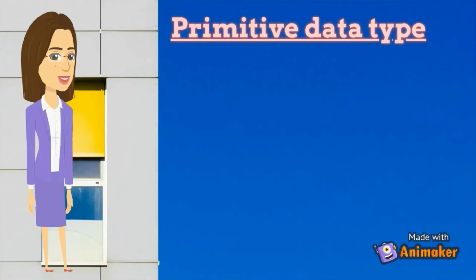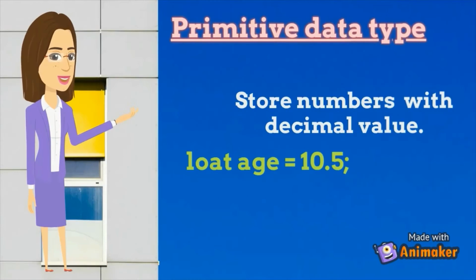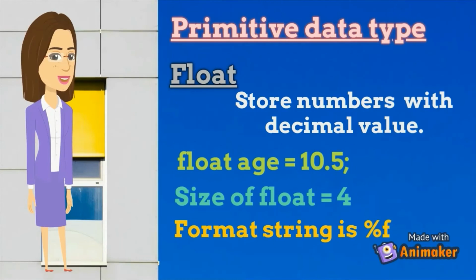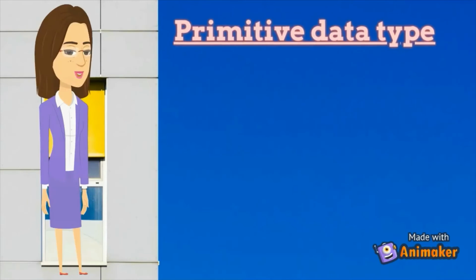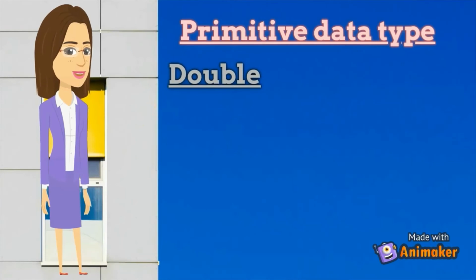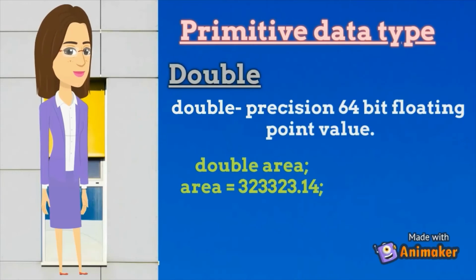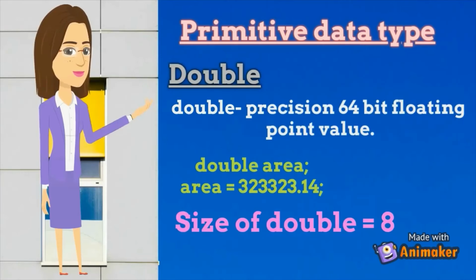If we want to store numbers with a decimal part then we use float data type. Size of float data type is 4, and format string is %f. Next we have double. The double data type is a double precision 64-bit floating point value. Size of a double is 8.